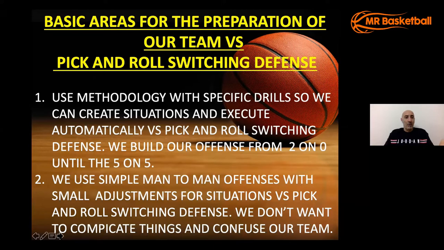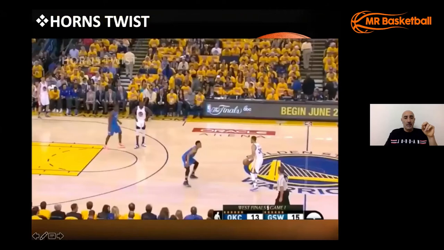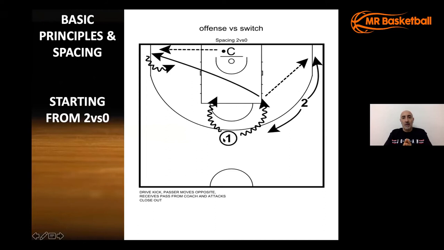So we start building our offense with simple spacing drills, starting from 2-against-0. We got a coach under the basket. We got the ball at the top of the key. And we got one player on the wing. Attacking the mismatch from the top, driving right or left. That will give the wing player space and time to make his adjustment. He will either space out or replace.